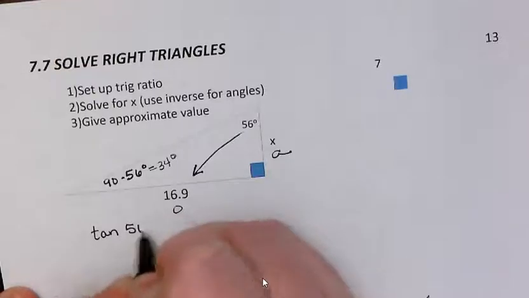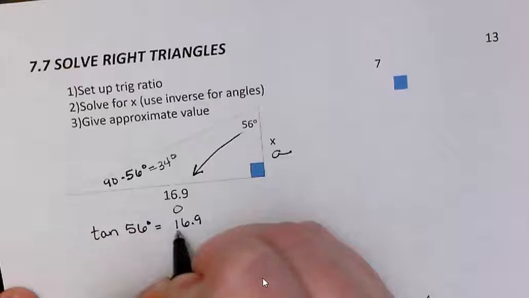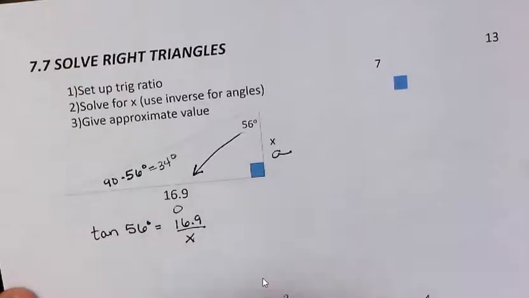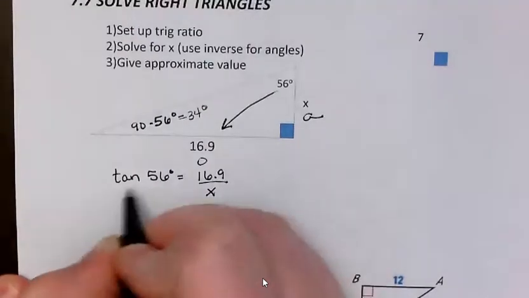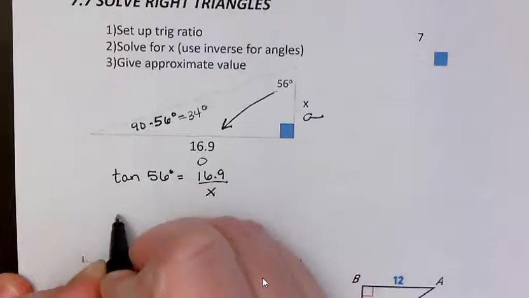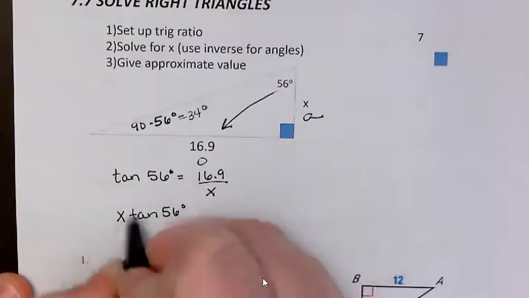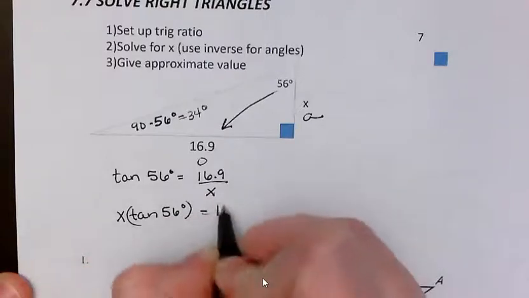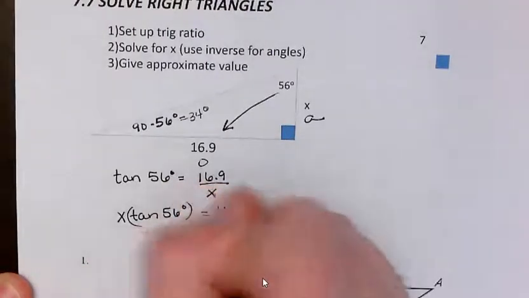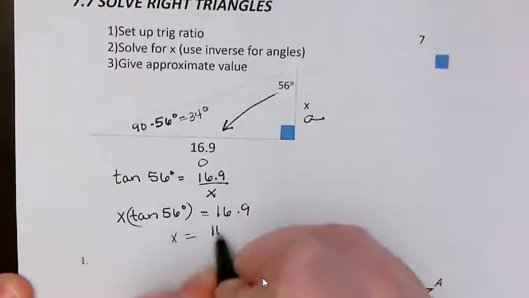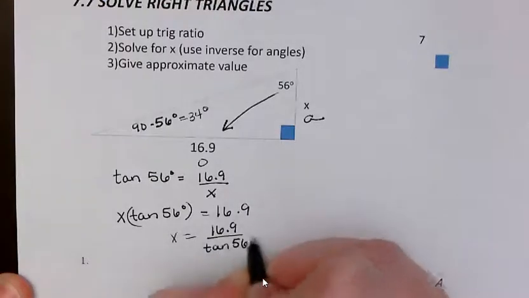So tangent of 56 degrees equals 16.9 divided by x. To solve this, cross multiply. So x tangent 56 degrees equals 16.9. X is going to equal 16.9 divided by tangent of 56 degrees.